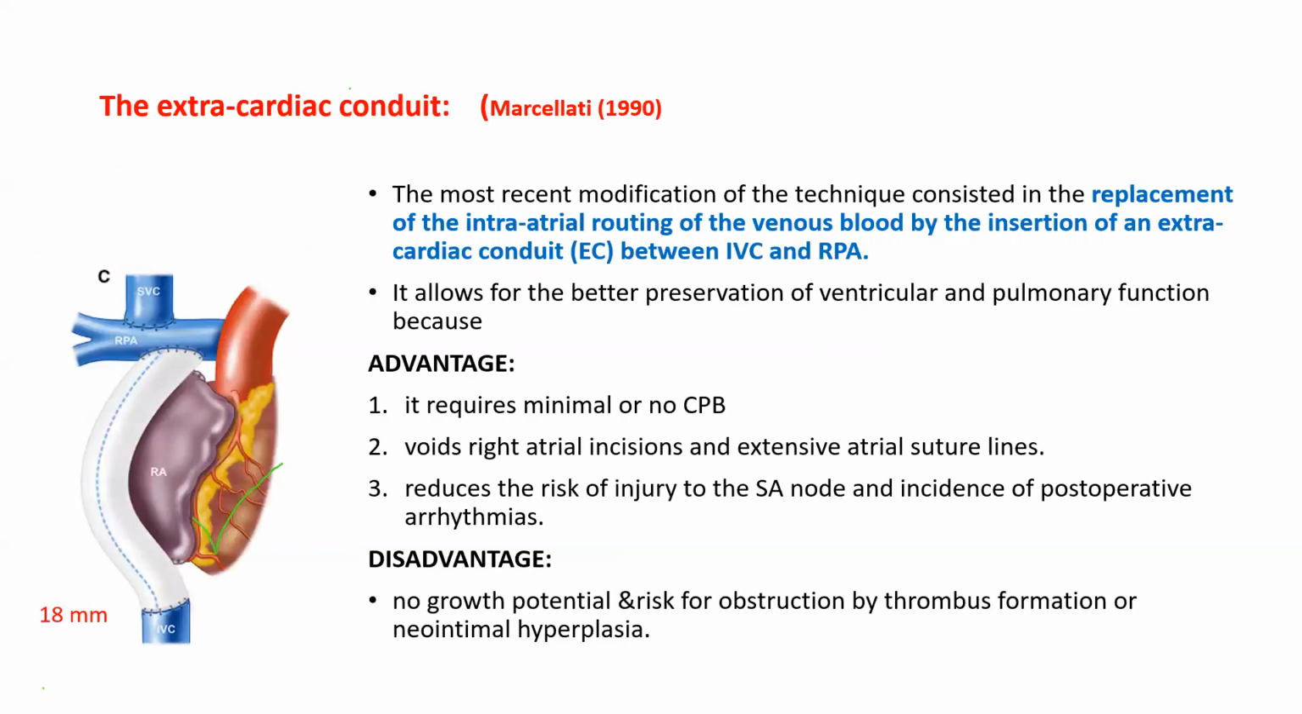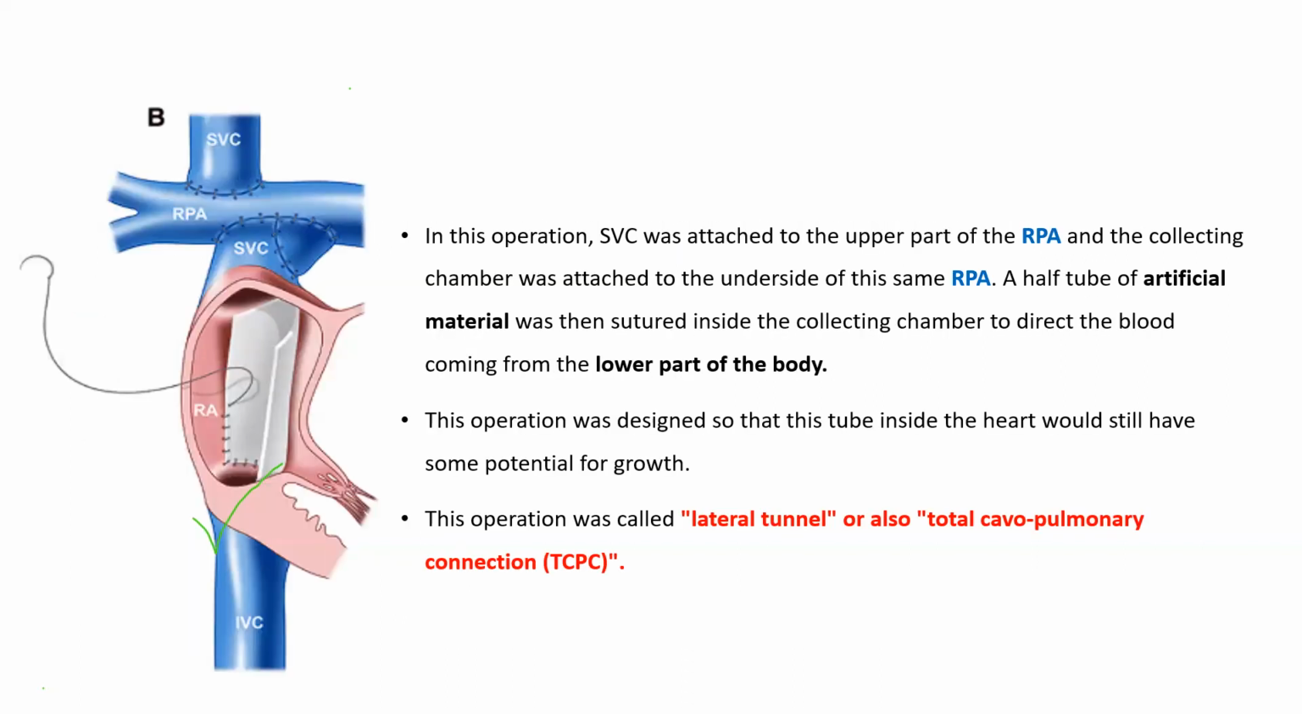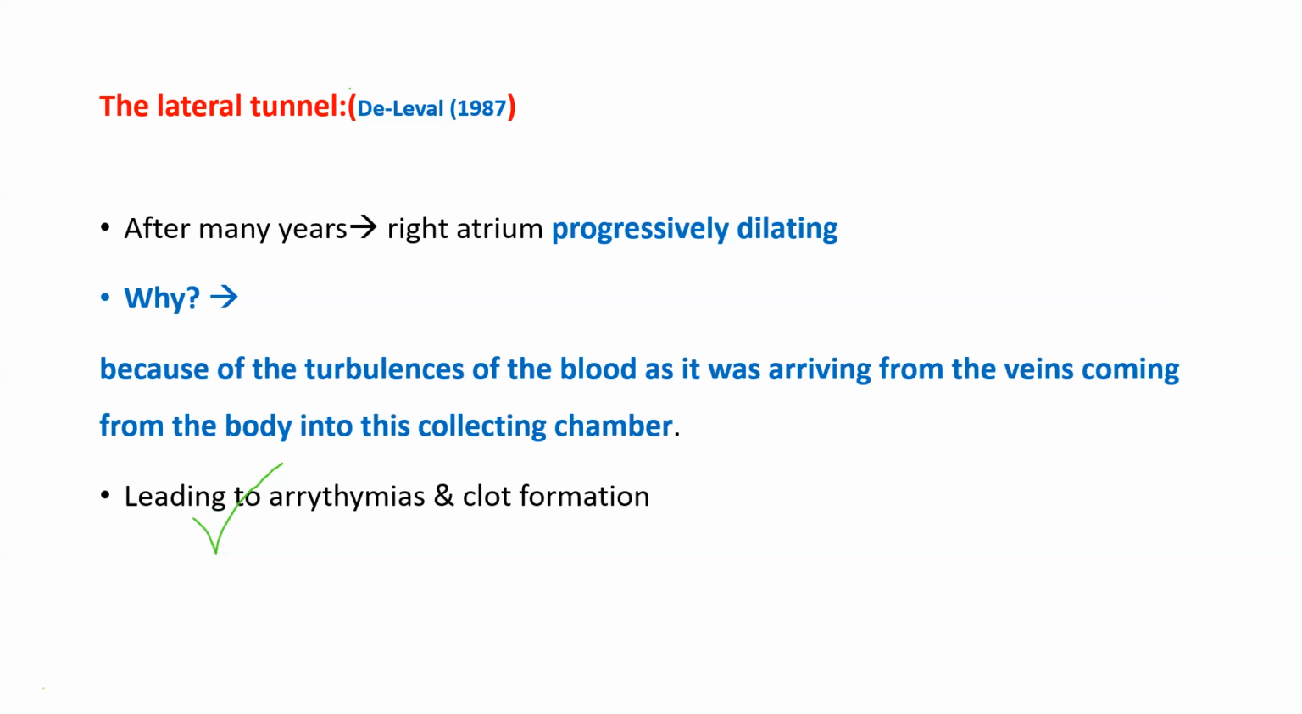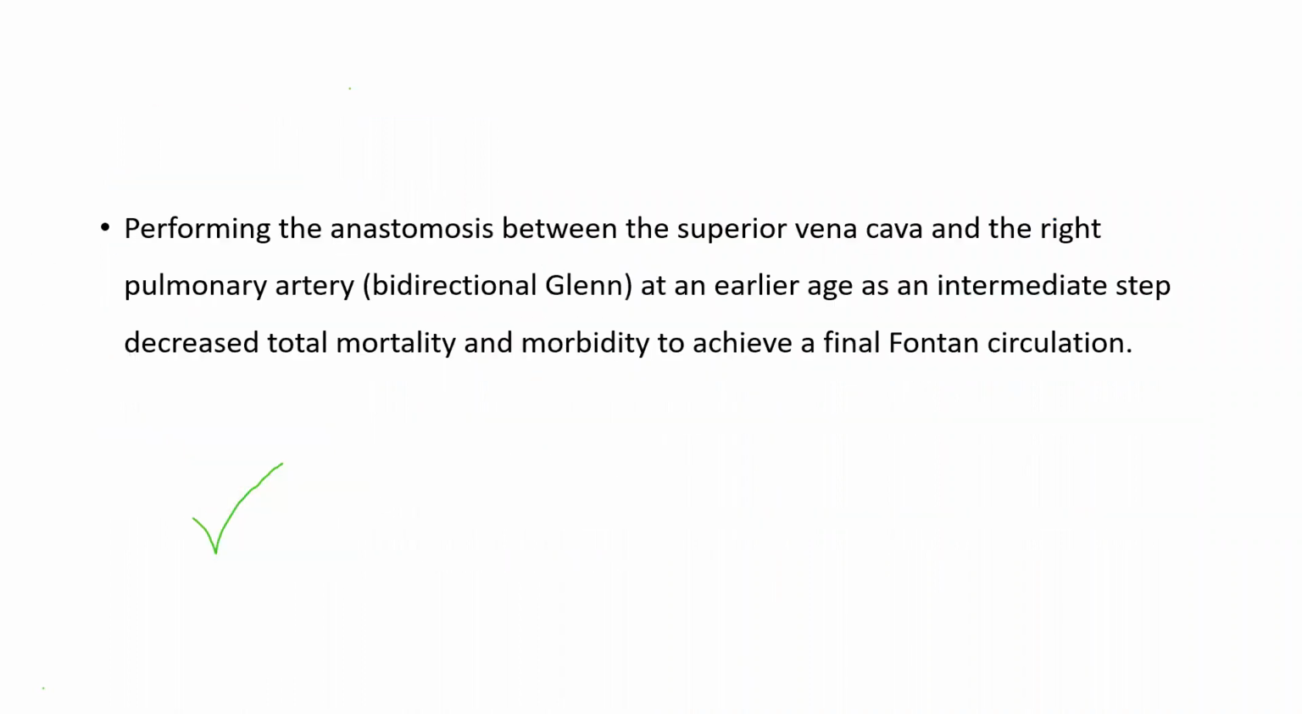Is there any term called unidirectional Glenn? Unidirectional Glenn means whenever one SVC we attach to the RPA with a side anastomosis. Bidirectional Glenn is both ways we attach. Suppose both SVCs are there, like LSVC and RSVC, that we are attaching. Okay, bidirectional is both LSVC and RSVC. Yes.